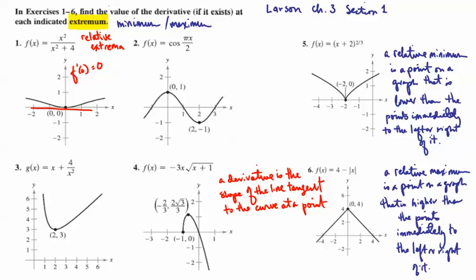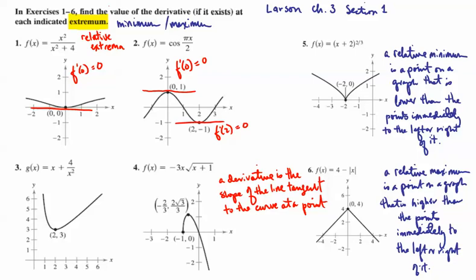In number 2, we have both a relative maximum and a relative minimum. Relative maximum at 0, 1, what is the slope of the tangent line at that point? Well, it's a horizontal tangent, and so the slope at x equals 0 is 0. And the slope at x equals 2 is also 0. So notice that it didn't matter whether it was a relative minimum or a relative maximum. In either case, the derivatives are 0.